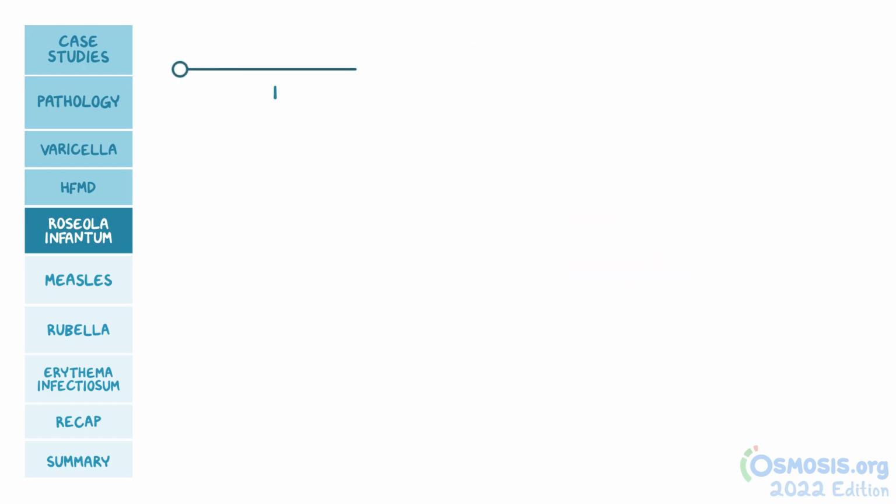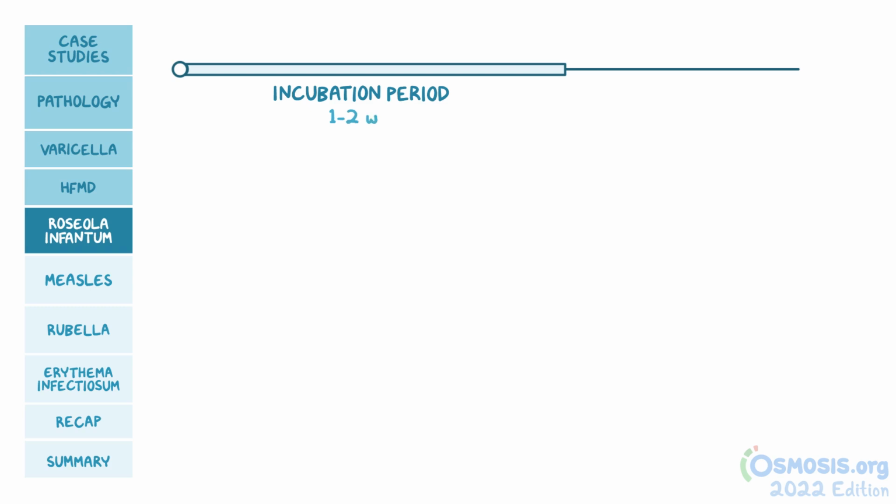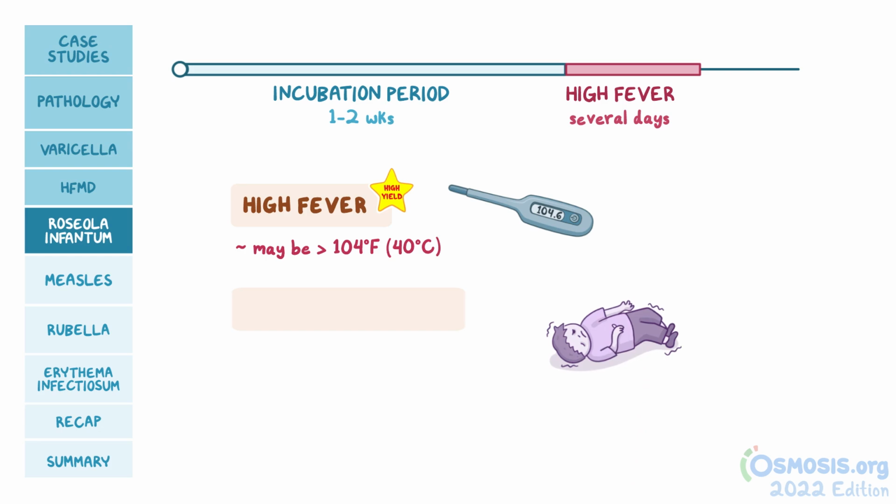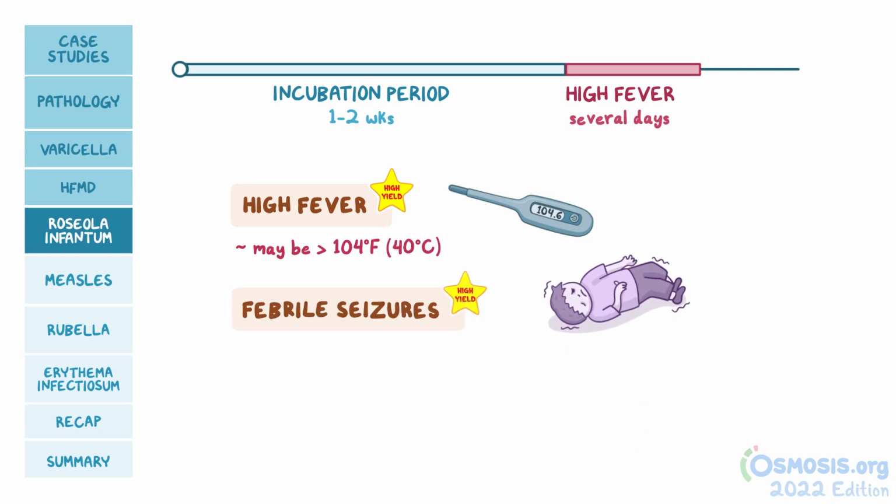The disease has an incubation period of 1 to 2 weeks, followed by a high fever that may exceed 104 degrees Fahrenheit, or 40 degrees Celsius, and usually lasts for several days. As a consequence, what's important to remember is that some children may develop febrile seizures.